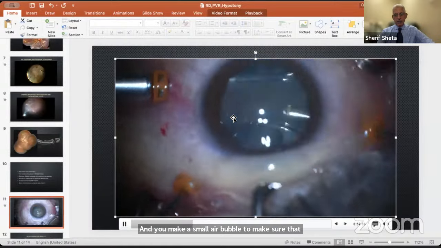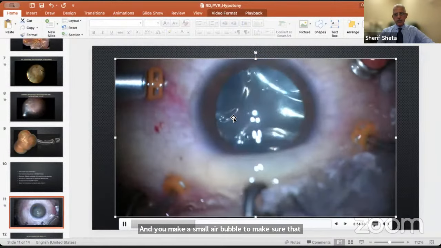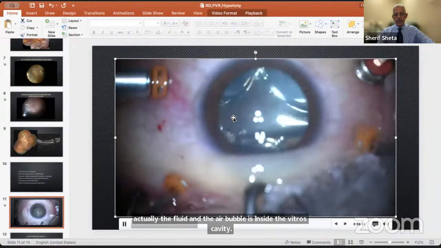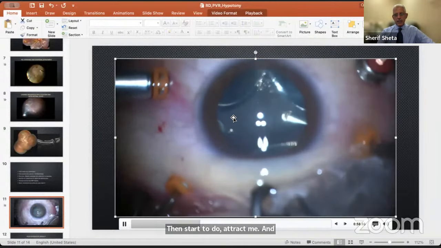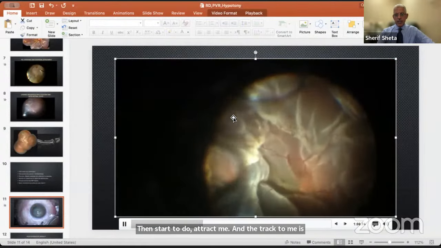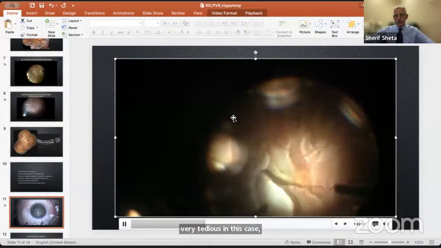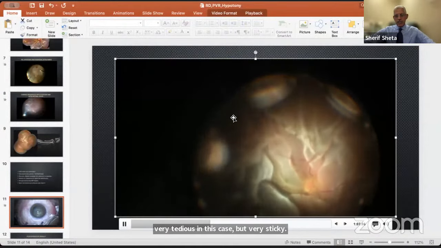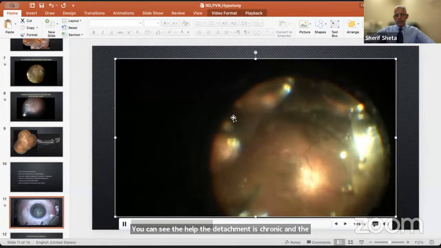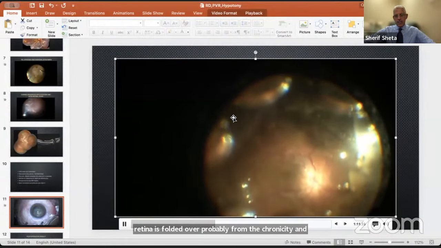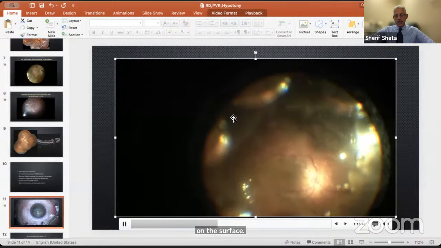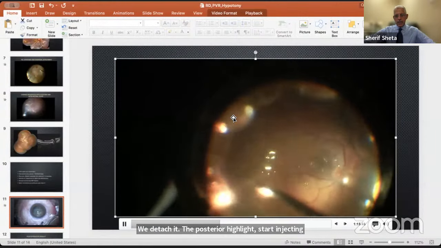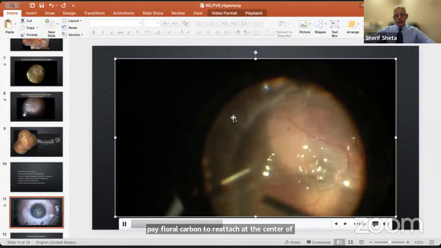Then start to do vitrectomy, and vitrectomy is very tedious in this case, because vitreous is very sticky. You can see here how the detachment is chronic and the retina is folded over, probably from the chronicity and from the hypotony too. And you can see pigmented cells on the surface. We detach the posterior hyaloid, start injecting perfluorocarbon to reattach the central retina, and then go and work in the periphery.